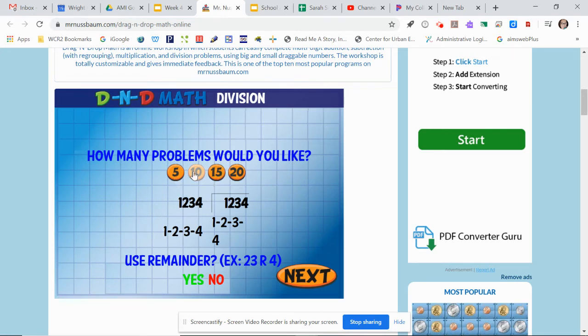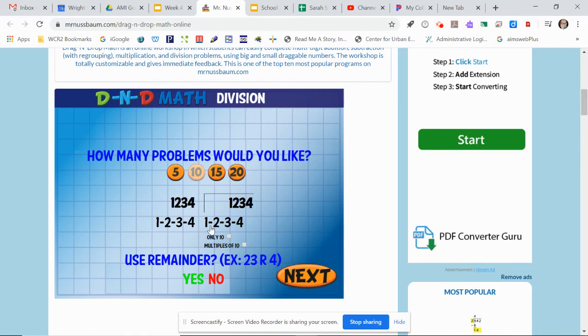I would take 10, that's fine. This is where you need to pay attention, though. We don't want 4-digit dividends out here. So you need to make sure you click on, you only want, there. Okay, so we only want 1 digit.